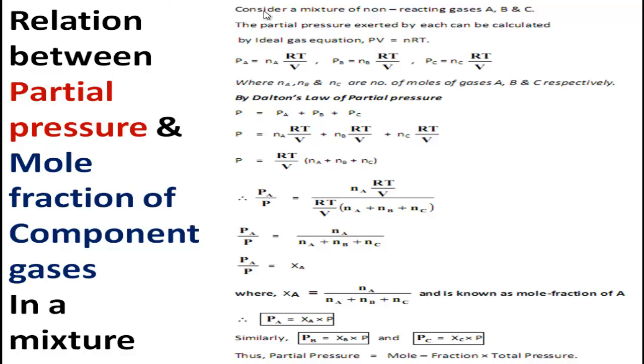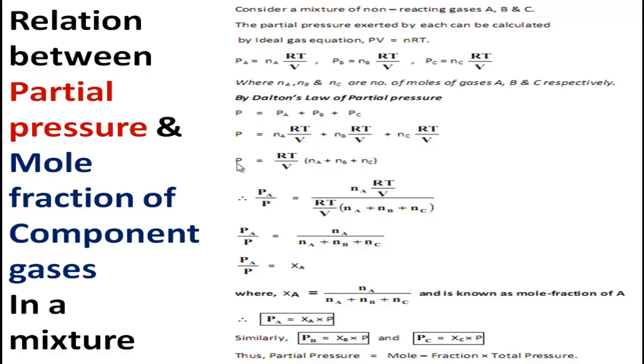Follow this. If we consider a mixture of non-reacting gases A, B and C, the partial pressure exerted by each gas can be calculated by the ideal gas equation P equals nRT/V, like this. You have seen this in the previous slide. Here Na, Nb and Nc are the number of moles of gases A, B and C respectively. Now by Dalton's law of partial pressure, we know that total pressure equals the summation of partial pressures. So putting in the values of the partial pressures, we get this equation.